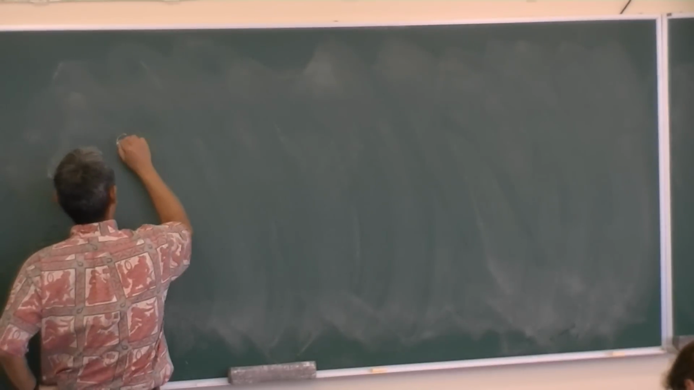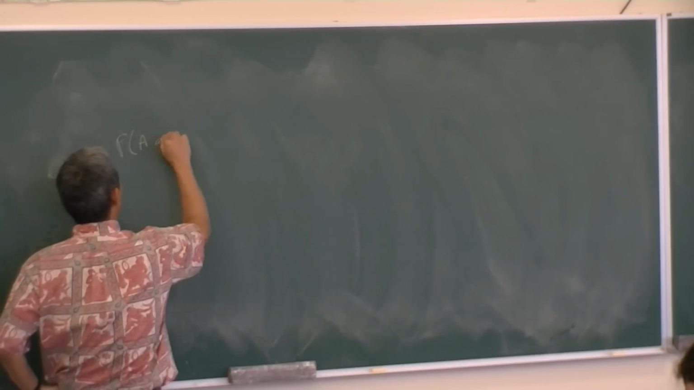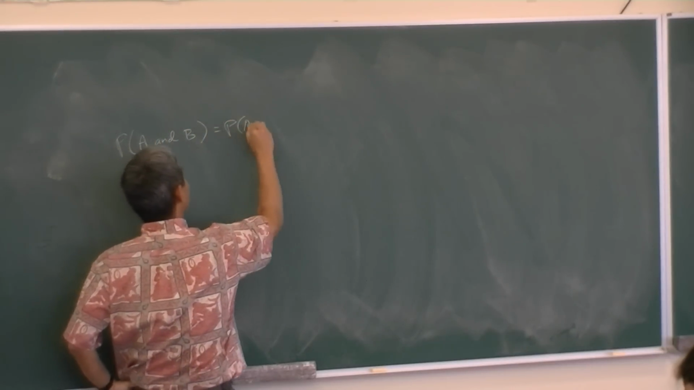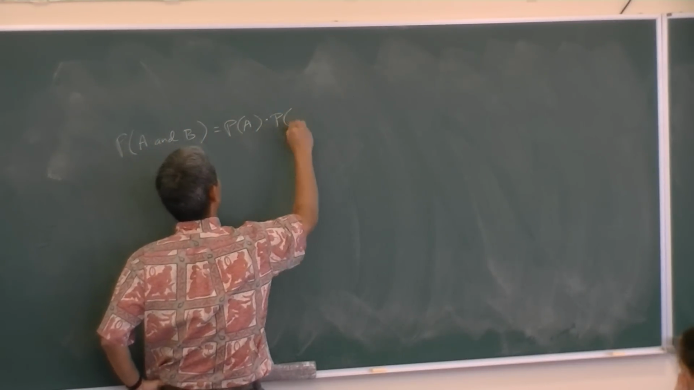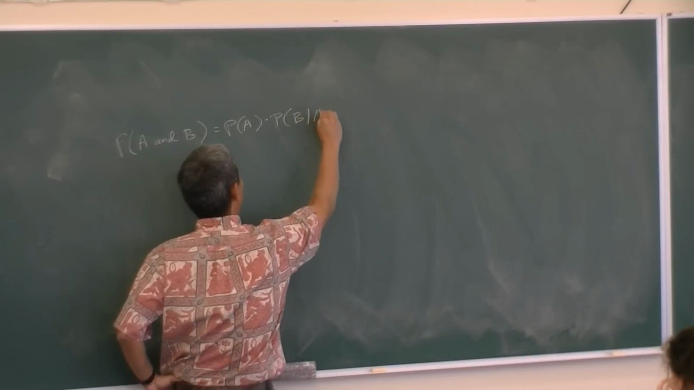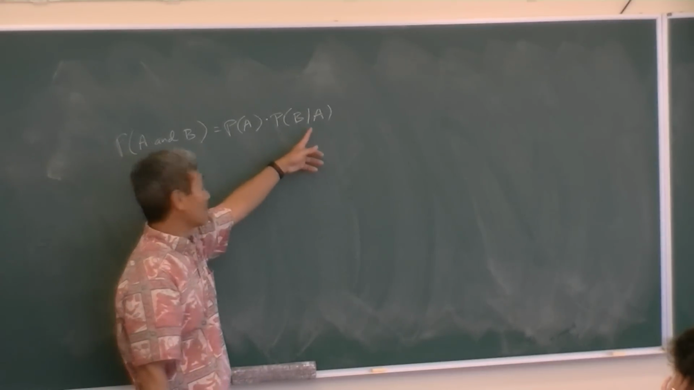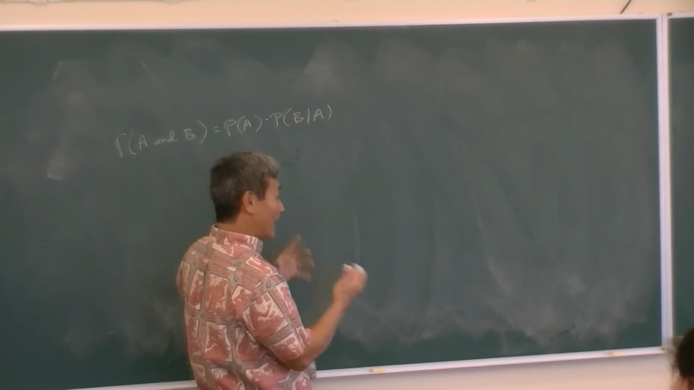today are this. The probability of event A and event B occurring is equal to the probability of A times the probability of B knowing that A already occurred. That's what this thing means. This is the probability of B knowing that A already happened.